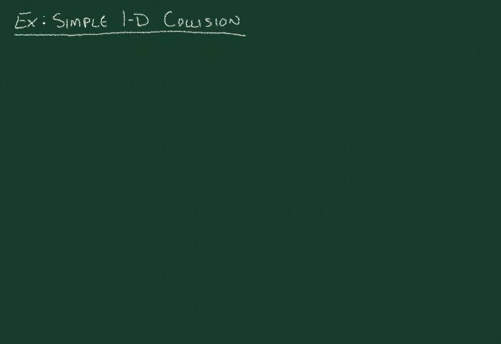Alright, so now it's time to start working physics problems. So the first one we'll look at is just a simple one-dimensional collision. So it's about the easiest thing you can have. So let's say we have some mass, we'll call it A, and it's moving to the right with some velocity VA.